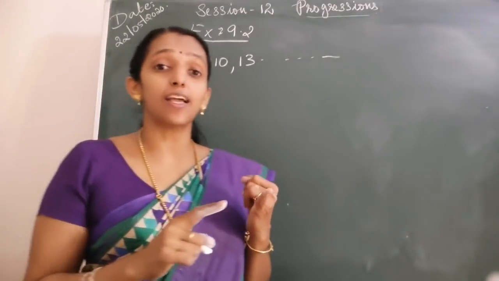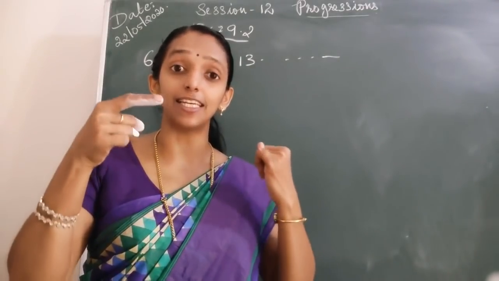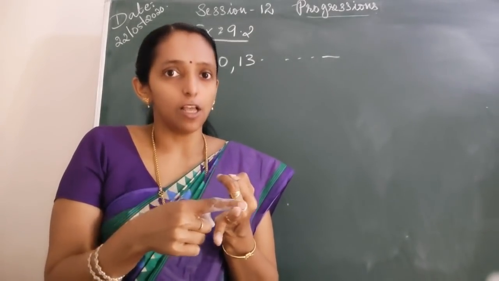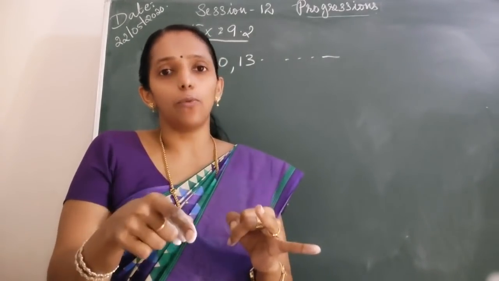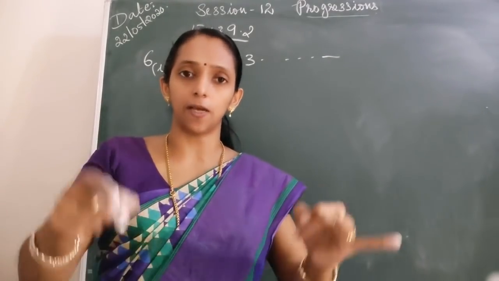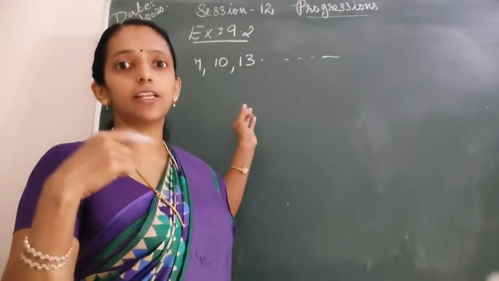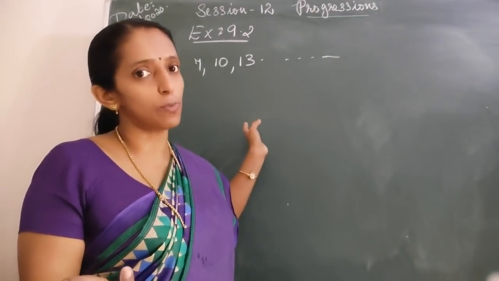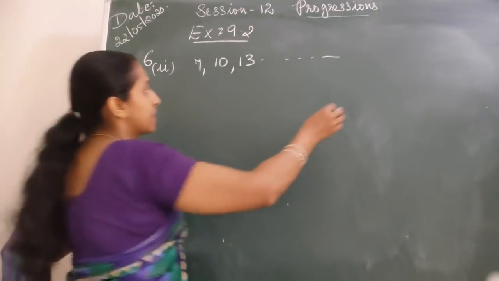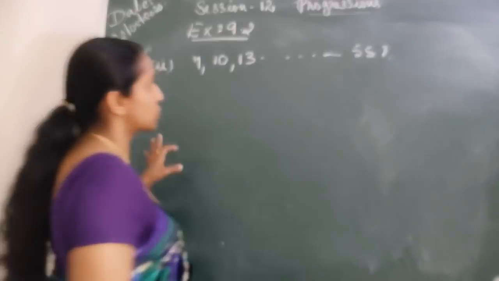If n comes as a fraction, it's not possible. The nth value, the number of terms, cannot be a fraction, cannot be a decimal. So if n, the number of terms, is a whole number, then it is possible. If it comes as a fractional value, it's not possible. So you will check whether 55 can be a term of this sequence or not.